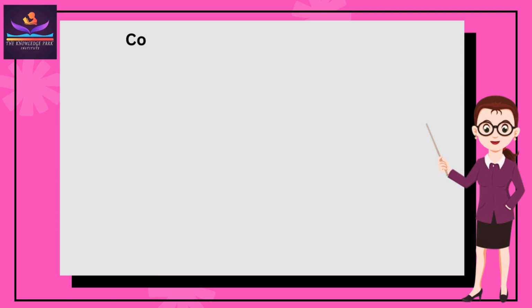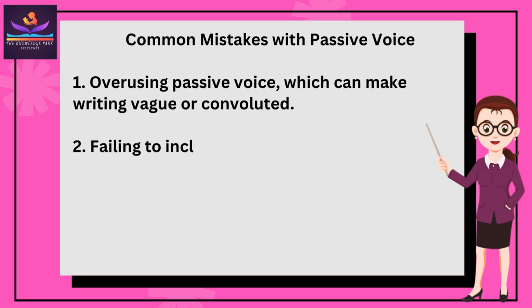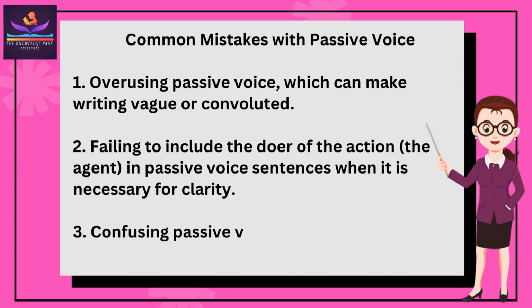Common mistakes with passive voice. 1. Overusing passive voice, which can make writing vague or convoluted. 2. Failing to include the doer of the action, the agent, in passive voice sentences when it is necessary for clarity. 3. Confusing passive voice with past tense forms of verbs.